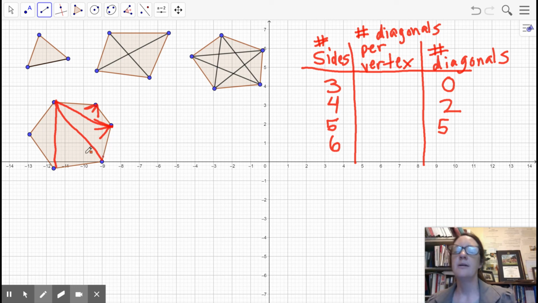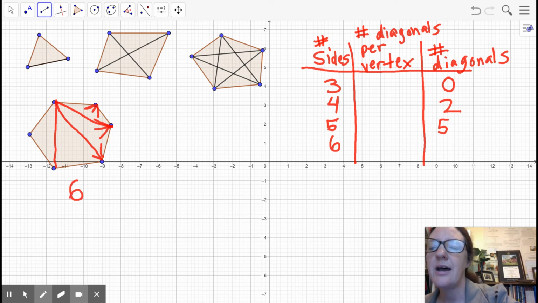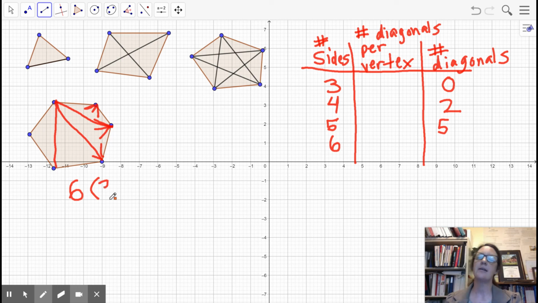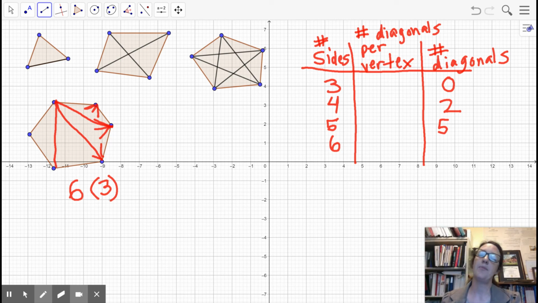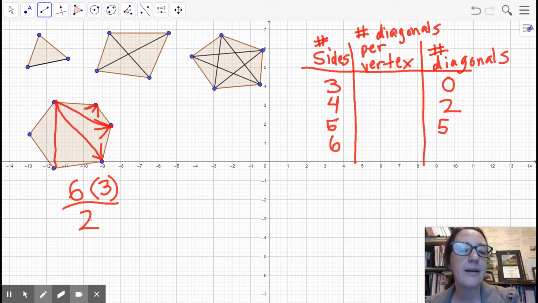and here as well. So to figure out the number of diagonals, we might be tempted to say 6 vertices times 3 diagonals for each vertex, but that wouldn't take into account any of the overlaps. We actually have to cut that in half for the overlapping vertices. So there would actually be 9 diagonals in the hexagon.